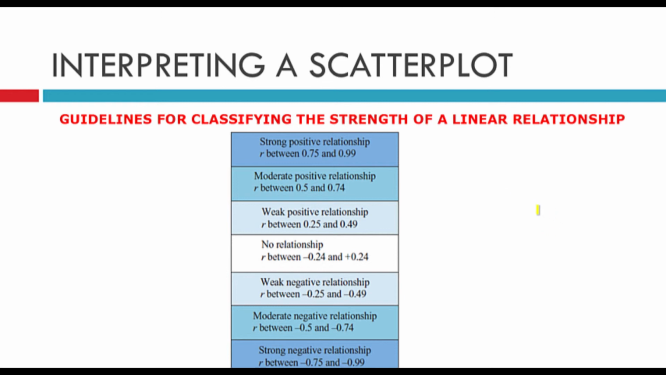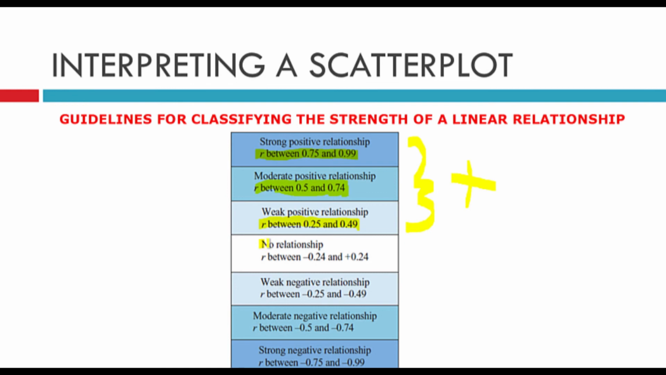Now we can classify the strengths of R according to these rules. If R is between 0.75 and 0.99, we say it's a strong positive relationship. Even if it's 1, we still say it's strong. We don't have to say the word perfect, but it's always good to say it if we remember it. Between 0.5 and 0.74, it's a moderate positive relationship. Between 0.25 and 0.49, it's a weak positive. So they're the three positive ones.